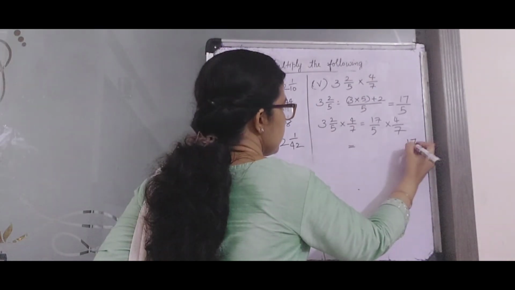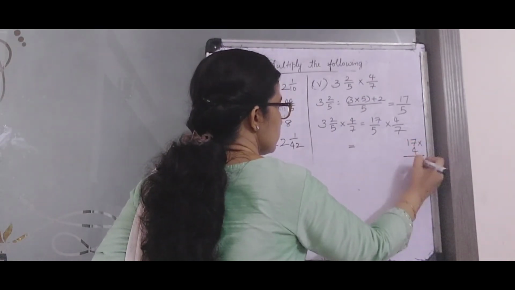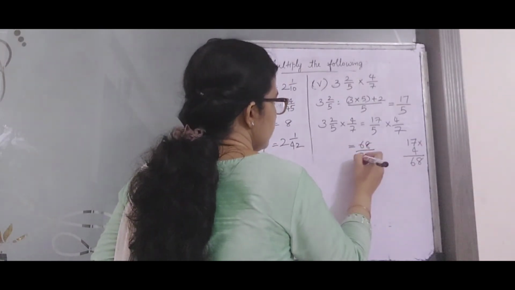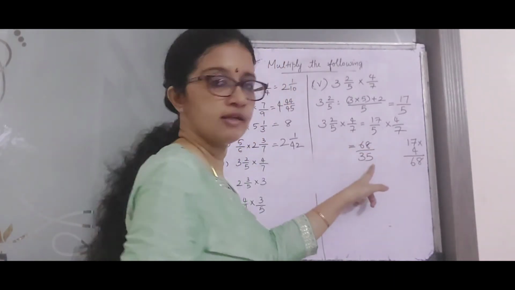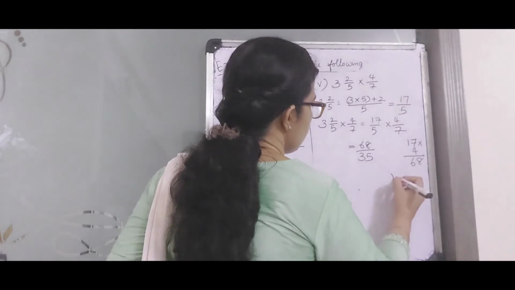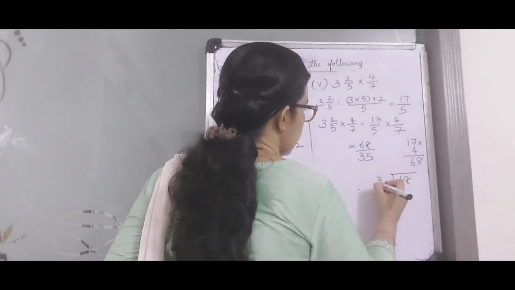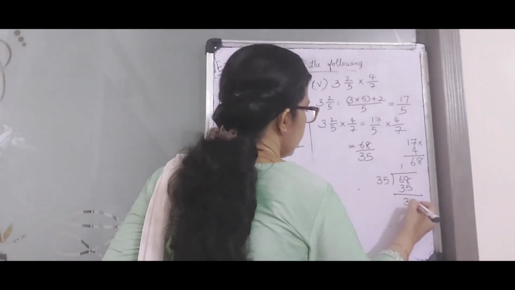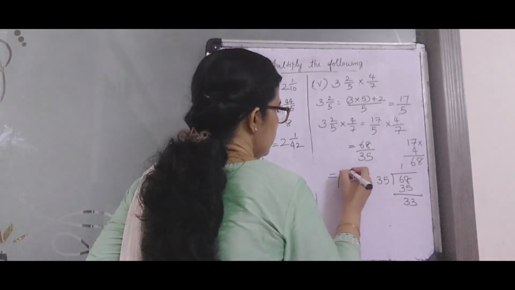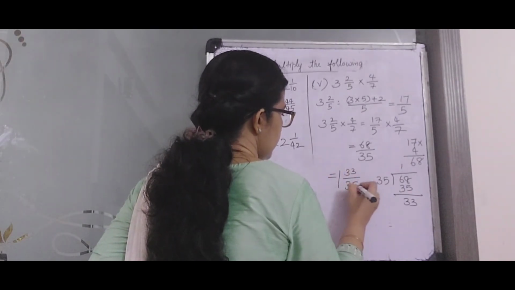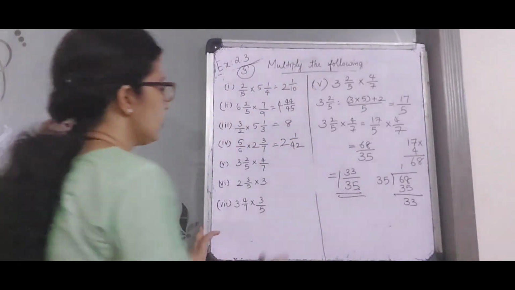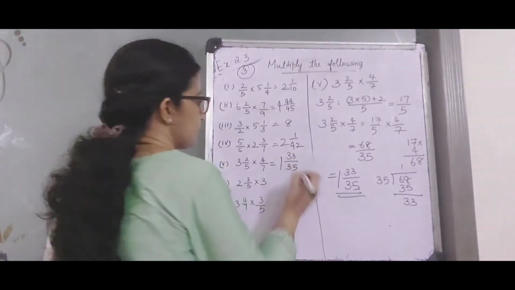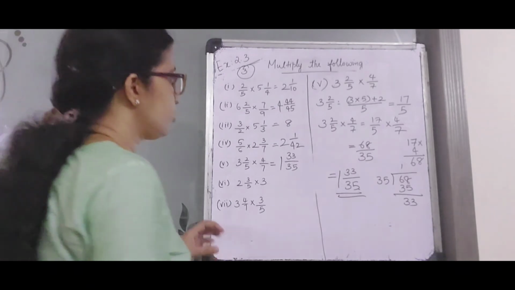So if we directly multiply 17 into 4, 68. 68 divided by 35. 7 5s are 35. Okay. So if we convert it into a mixed fraction, 68 by 35, 1 35 is 35, remaining is 33. So what is the answer? 1 33 by 35 is the answer. Okay. So the answer for the fifth question is 1 33 by 35. Clear? Now let's go into the sixth question.